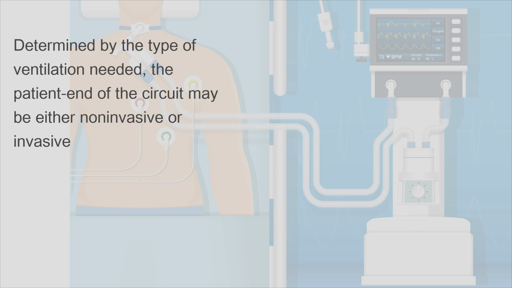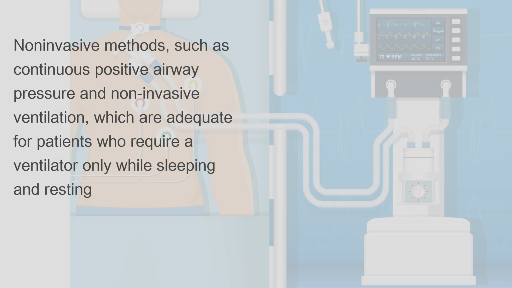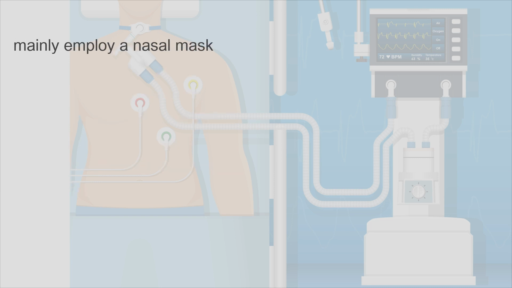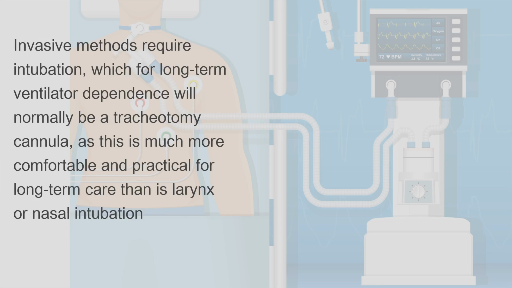Determined by the type of ventilation needed, the patient end of the circuit may be either non-invasive or invasive. Non-invasive methods, such as continuous positive airway pressure and non-invasive ventilation, which are adequate for patients who require a ventilator only while sleeping and resting, mainly employ a nasal mask. Invasive methods require intubation, which for long-term ventilator dependence will normally be a tracheotomy cannula, as this is much more comfortable and practical for long-term care than is larynx or nasal intubation.